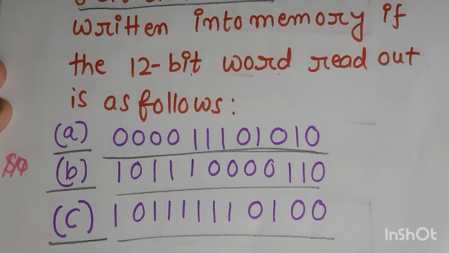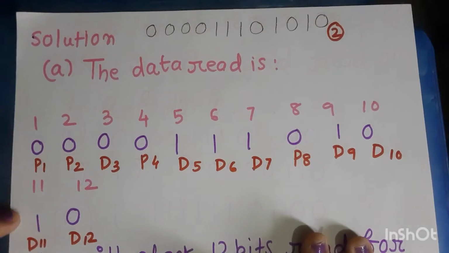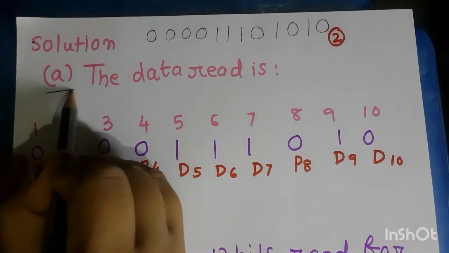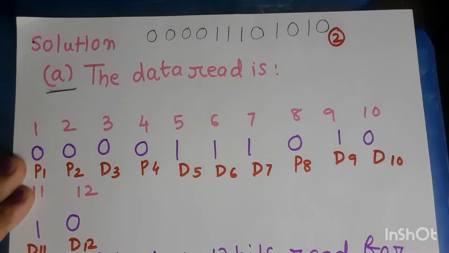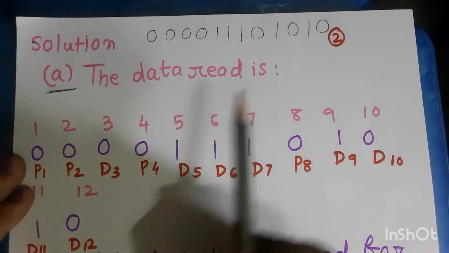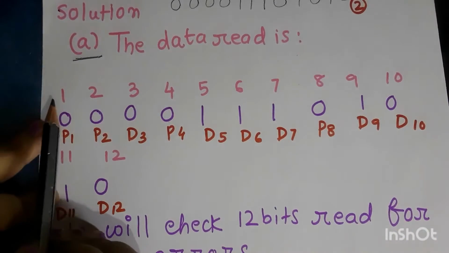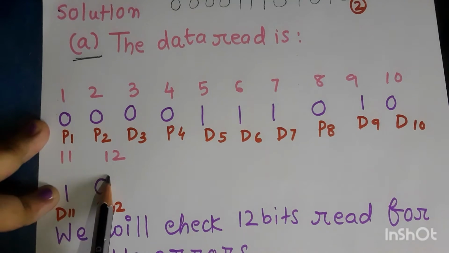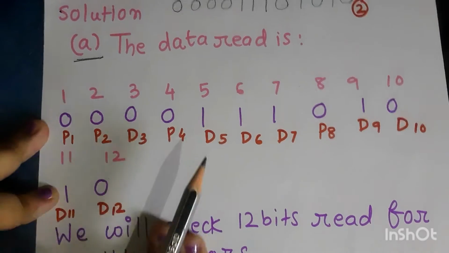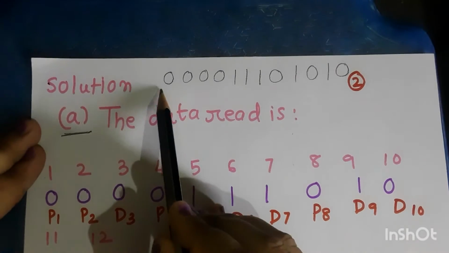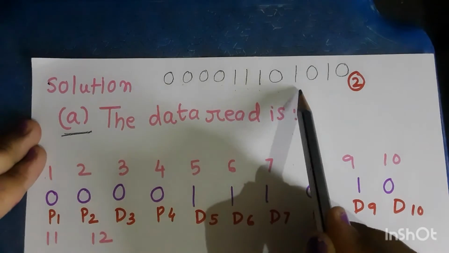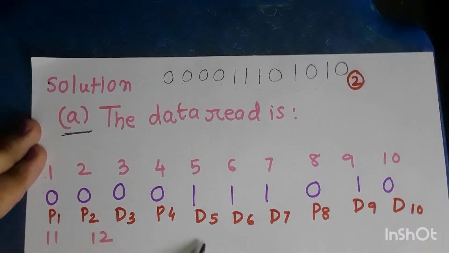Now we will go to the solution part. Number 1, case A. The data read is as I have put them in the 1 to 12 bit locations, and the data read was 0 0 0 0 1 1 1 0 1 0 1 0.